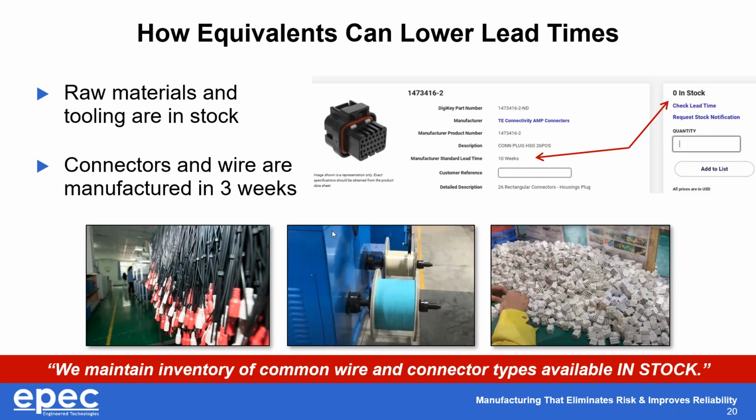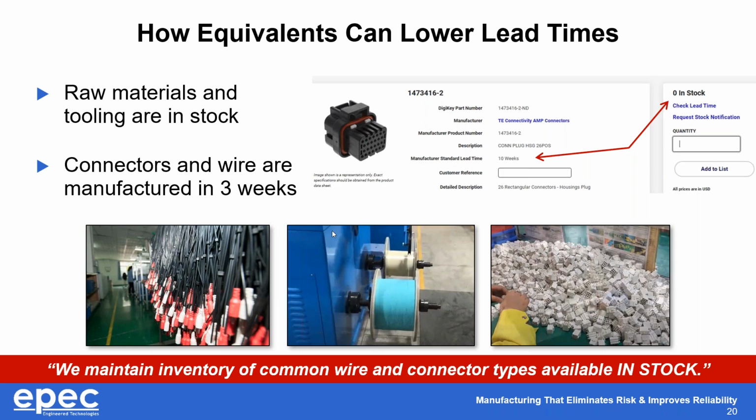So that's really how we lower lead times, is we make the product ourselves. We keep all the raw materials and tooling in stock, and we're ready to pull the trigger and build these. The truth is, a lot of these connectors don't really take 10 weeks or 18 weeks or 24 weeks to make. These manufacturers quote these standard lead times just because that's how long it takes to get into the manufacturing queue.